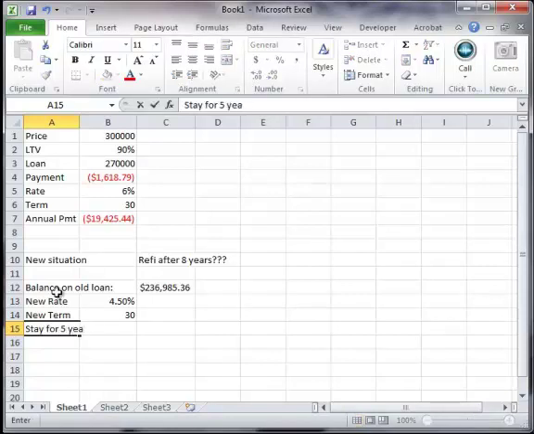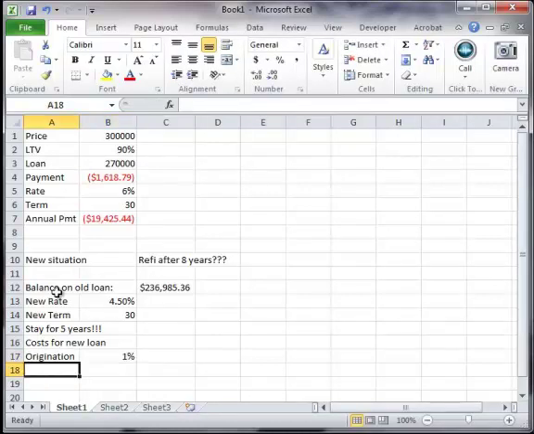Another assumption here is we're going to assume we're only going to be here for 5 more years after. We're probably not going to be in this new loan for 30 years either. And it does matter. We also need to figure out what it's going to cost to get the new loan. So we'll have some fixed fees and some percentage fees, a 1% origination fee, and we'll have some other fees that might be for things like appraisals and so forth.